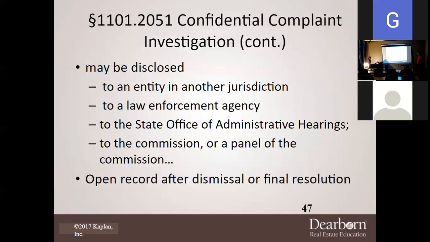It may also be disclosed to an entity in another jurisdiction if law enforcement asks for it, or if the State Office of Administrative Hearings asks for it. The commission themselves or a panel within the commission can also get it. Open record is after the dismissal or final resolution. So after, Mr. Eugene, we've gone through and done our due diligence and it's all done, then we can get a copy of it, but only after the fact.